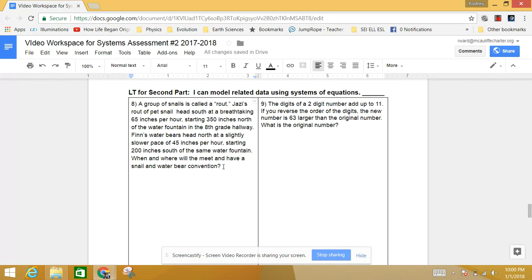The first equation is going to be an equation using this rate and this starting place for Jazzy's route of pet snails. Oh my goodness, I have a typo there. Let's fix that. Okay, so we have an equation that we can do. And wow, I messed up that typo really badly, so we'll do it again. There we go. All right, so we have the first equation for Jazzy's route of snails.